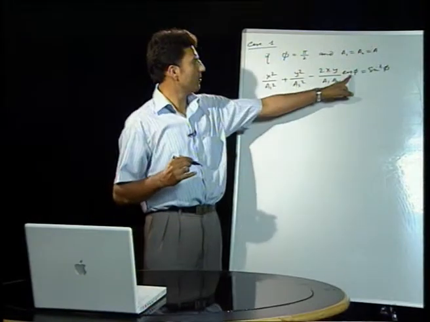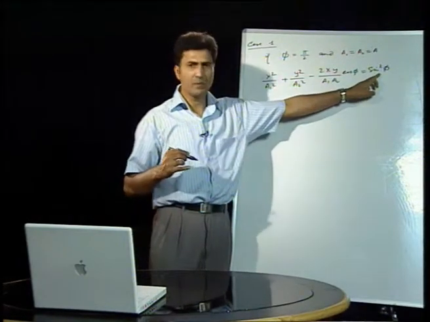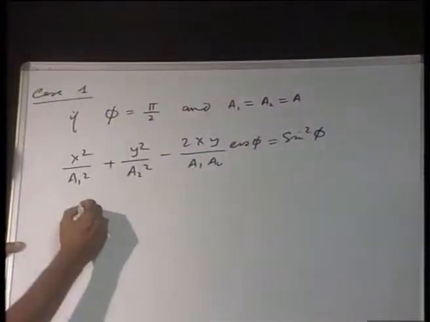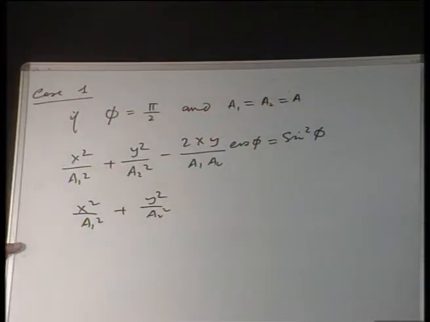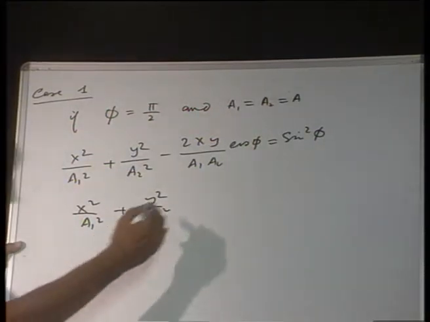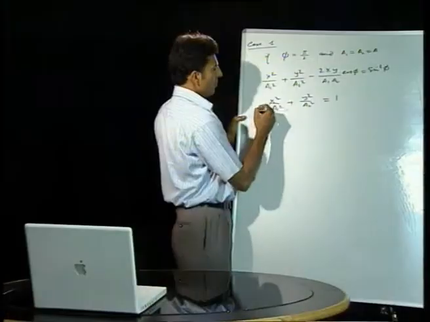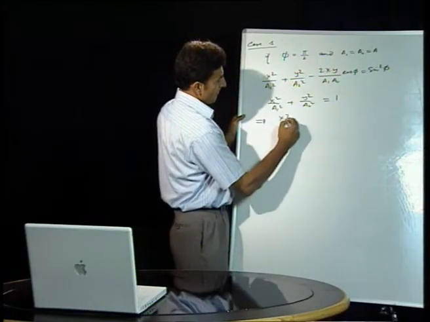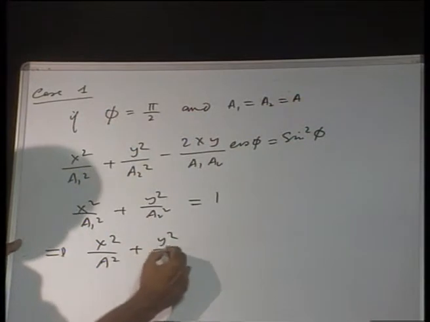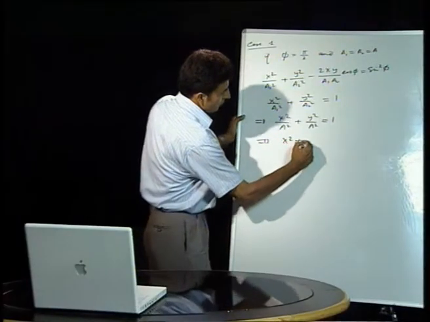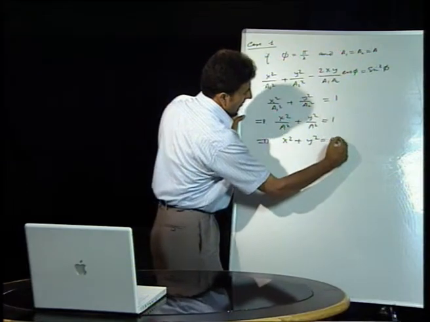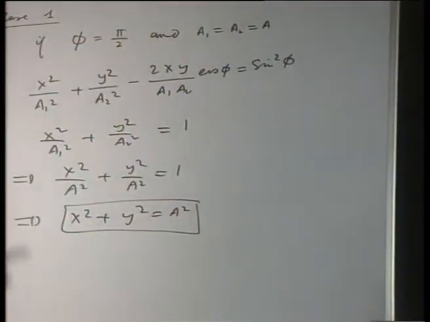Putting phi is equal to pi by 2, this term will become 0 and this term will become 1. So here I will write x square by a1 square plus y square by a2 square is equal to 1. So it implies x square by a square plus y square by a square is equal to 1. If you look at this equation very carefully, it becomes x square plus y square is equal to a square. We can recognize this equation. This is the equation of a circle.